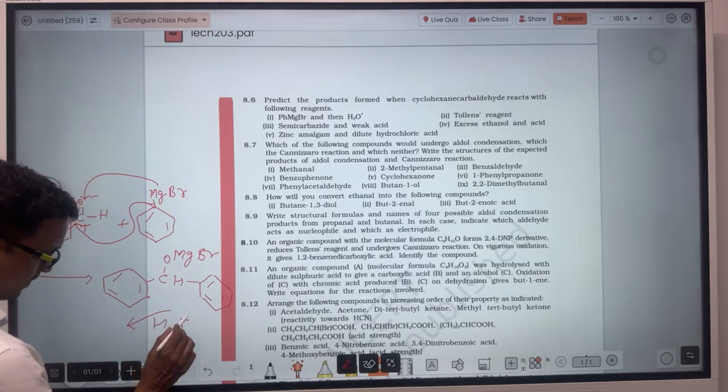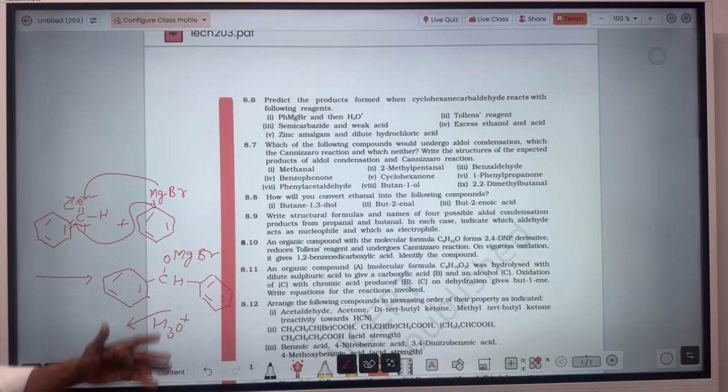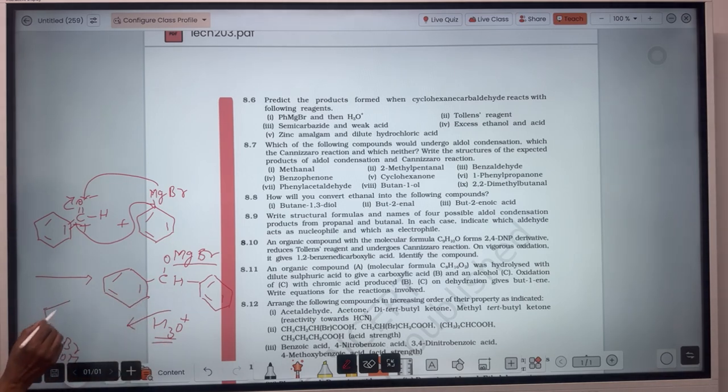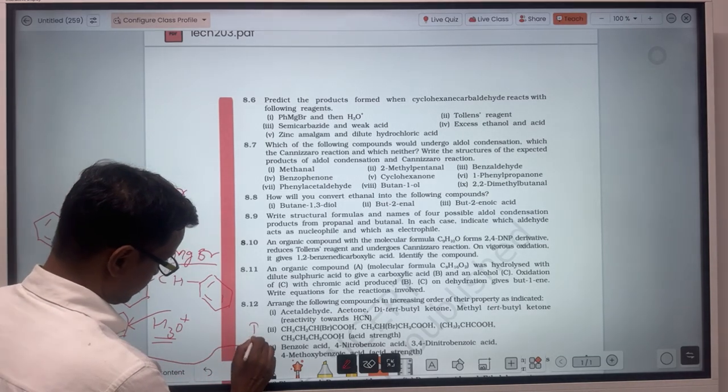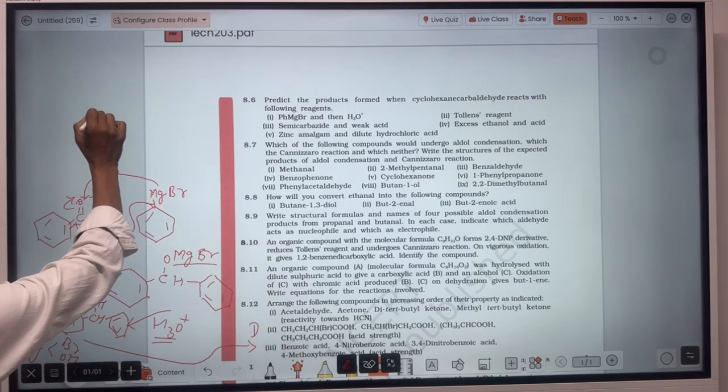Actually, when we write H3O+, the H+ and OH- are involved in the reaction, but here the acid will act as a catalyst. So here MgBr will combine with OH. So what will form? Hydrogen here. IUPAC name: diphenylmethanol. Here I am writing its IUPAC name.